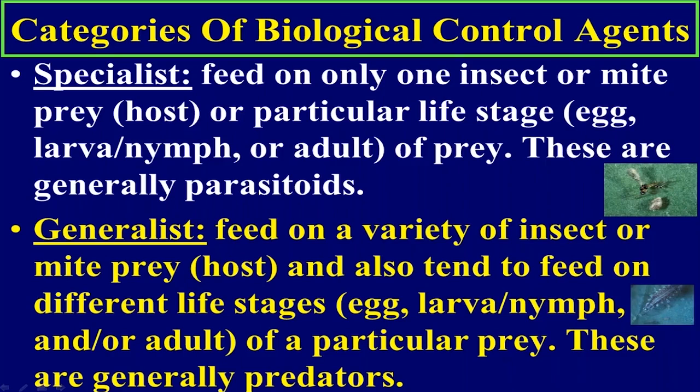The second category are the generalists, and they feed on a wide variety of insect or mite hosts, and they tend to feed on more than one life stage. And in particular, some predators, and these are mostly predators, will be predaceous as larvae and adults. That's not always the case, and I will make that point out. But in some cases, the larvae and the adults are going to prey on different food sources and also different life stages of particular prey.